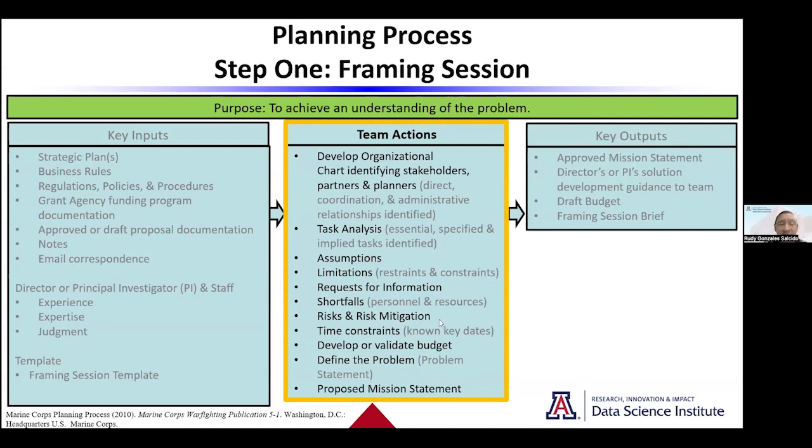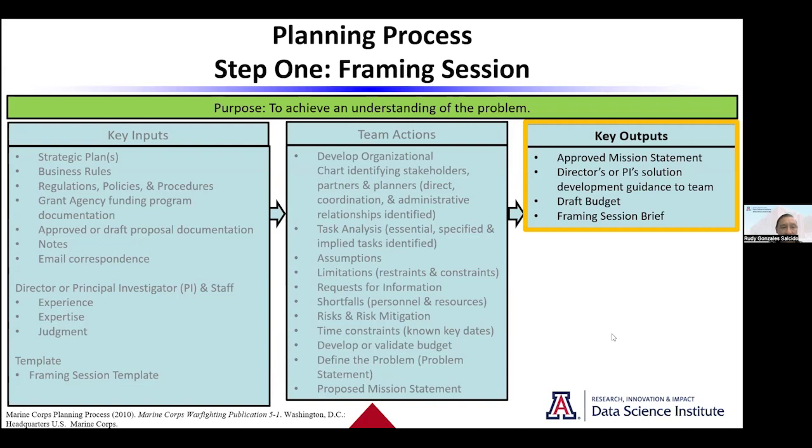Risk and risk mitigation. Maybe time is not necessarily a resource per se, but maybe that's where risk comes in, where your timeline is so short, you may run into risk. You might want to identify that and identify some mitigating considerations. And then again, talking about time constraints, develop or validate a budget if one exists for this particular project, and then defining the problem. I think in the majority of grants that I've seen, the problem statement is something that is generally developed, so it's in line with this line of thinking at this point in the planning process, and then the proposed mission statement.